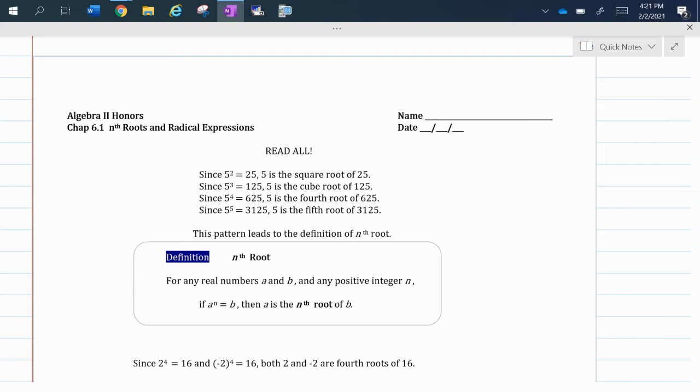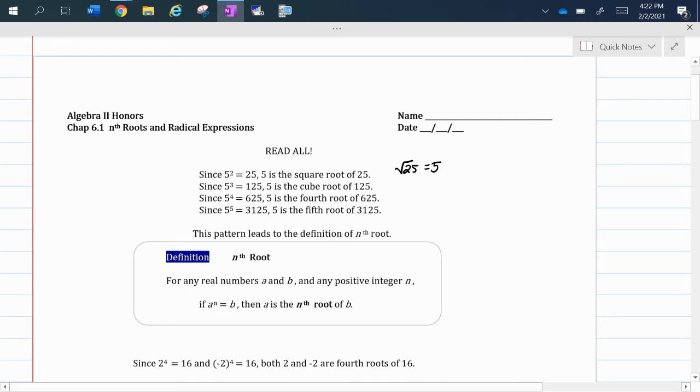Today we're going to talk about nth roots and radicals. We know that 5 squared is 25. So since 5 squared is 25, we say that the square root of 25 is 5. We write the square root of 25 is 5.